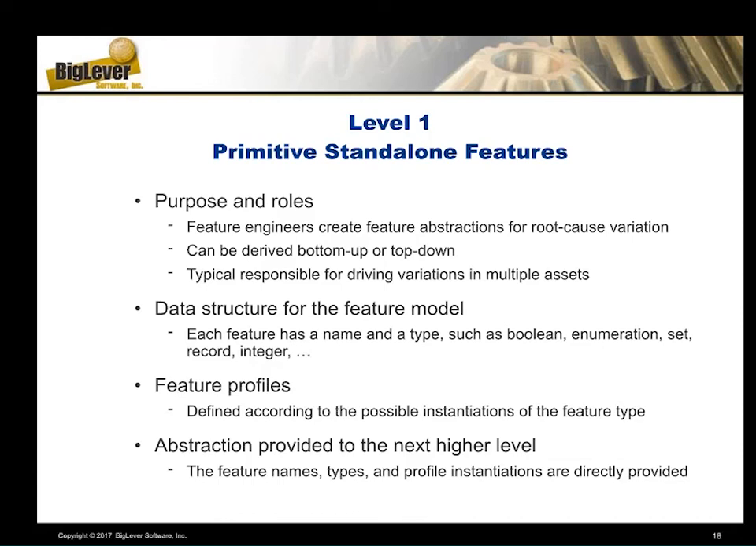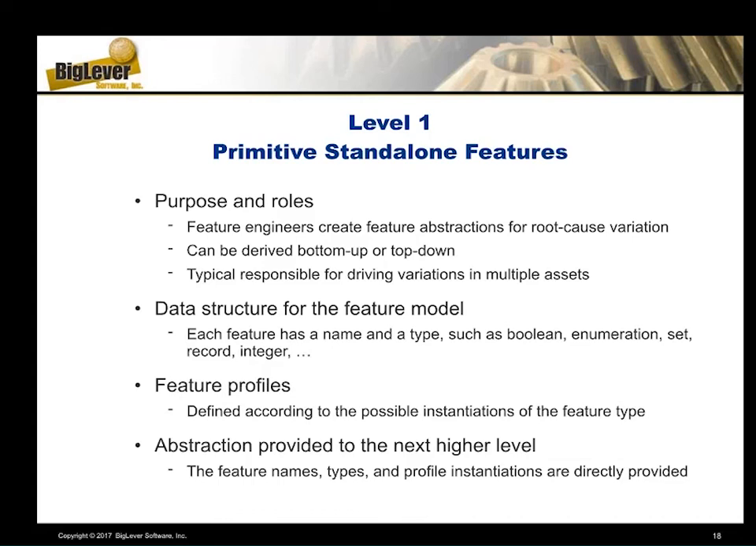So a Boolean feature is one that you can either choose to have or not. An enumeration feature is one that comes in flavors, and you can pick one flavor. A set feature is a feature that comes in flavors, and you can have any of the flavors, multiple flavors if you like, on an instance, and it goes on. So our features have names and types. The feature profile then is simply the choice you make against this primitive feature.